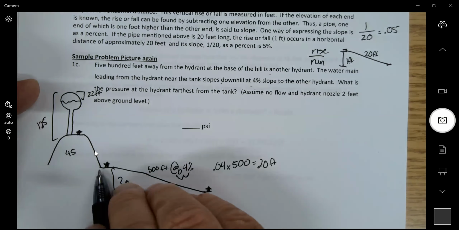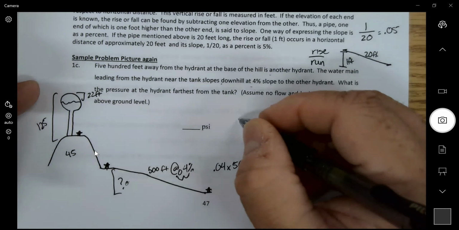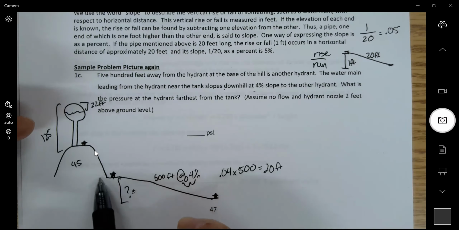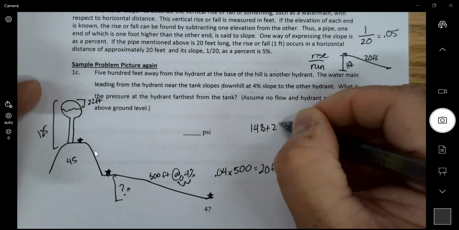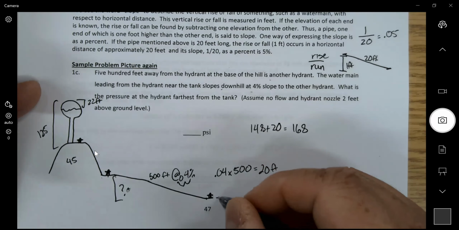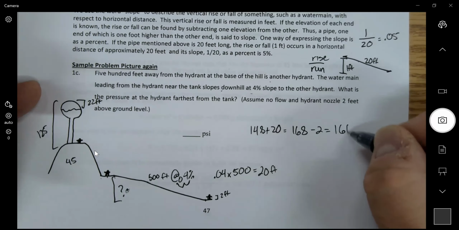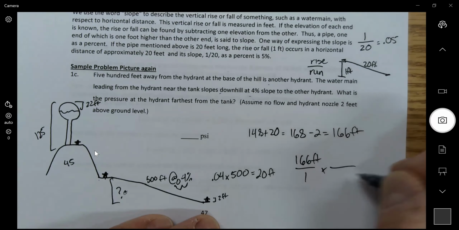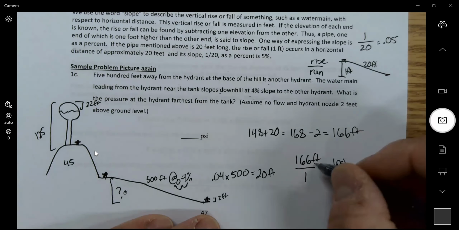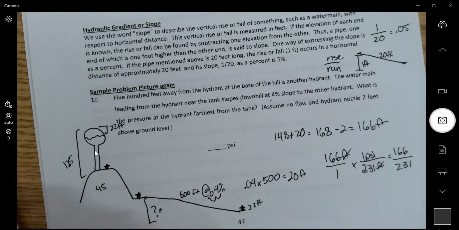So now we were at 148 right here, remember? We're at the base of that because we're at 103 plus 45 is 148, and then add the other 20. So 148 plus the 20 feet gives 168. Well, what happens when you go above ground? What do you need to do? Subtract 2, so we're at 166 feet. 166 feet up top, PSI on the bottom, or feet on the bottom, PSI up top, my bad. So the flow with that, or the pressure at that hydrant, it's gonna be pretty good.